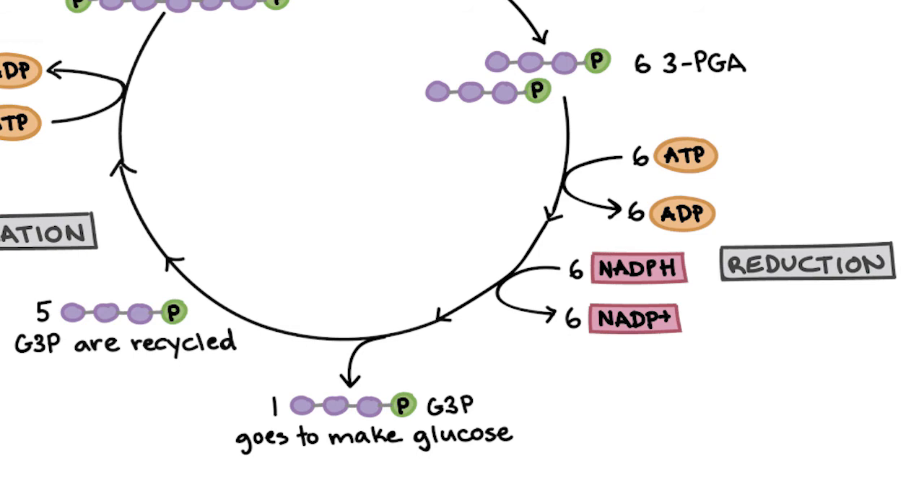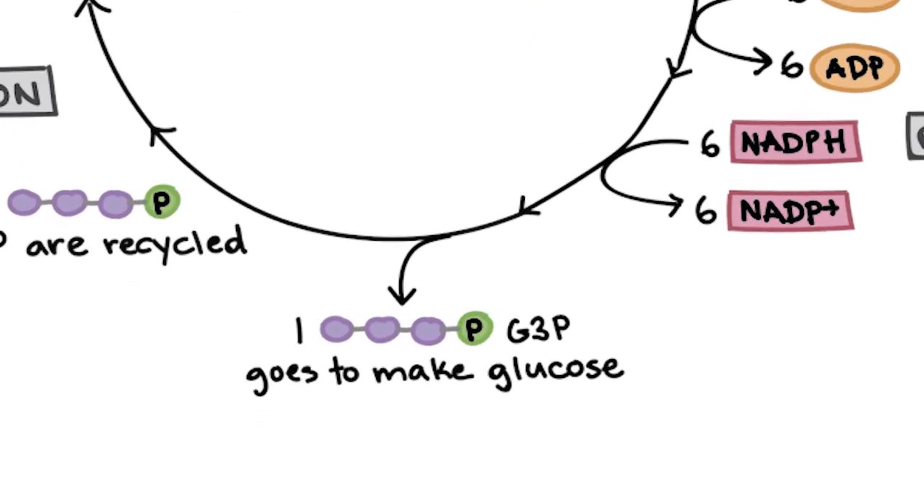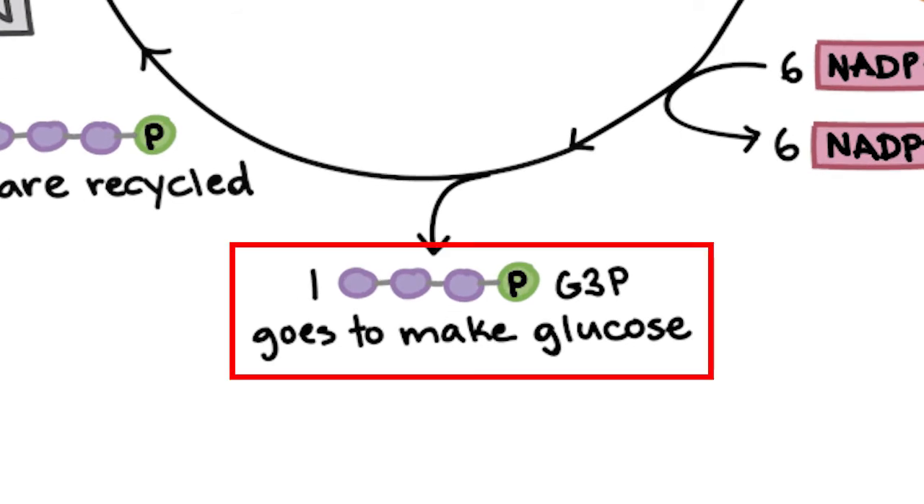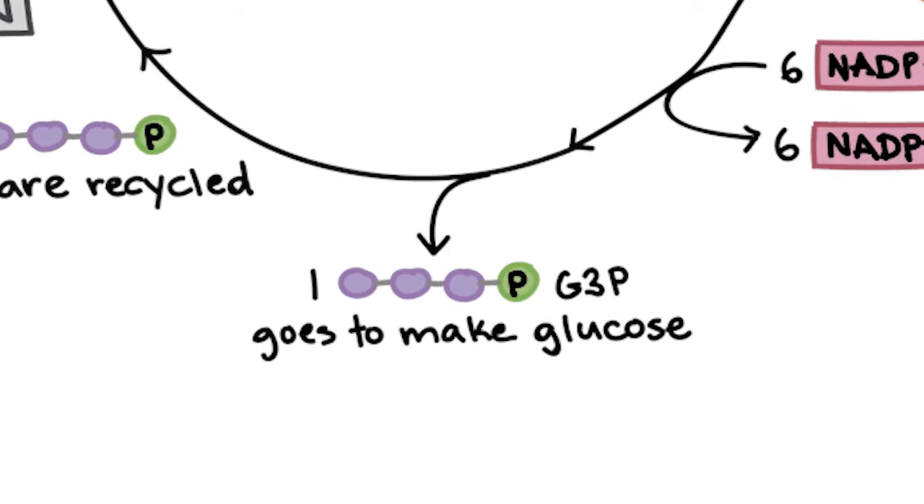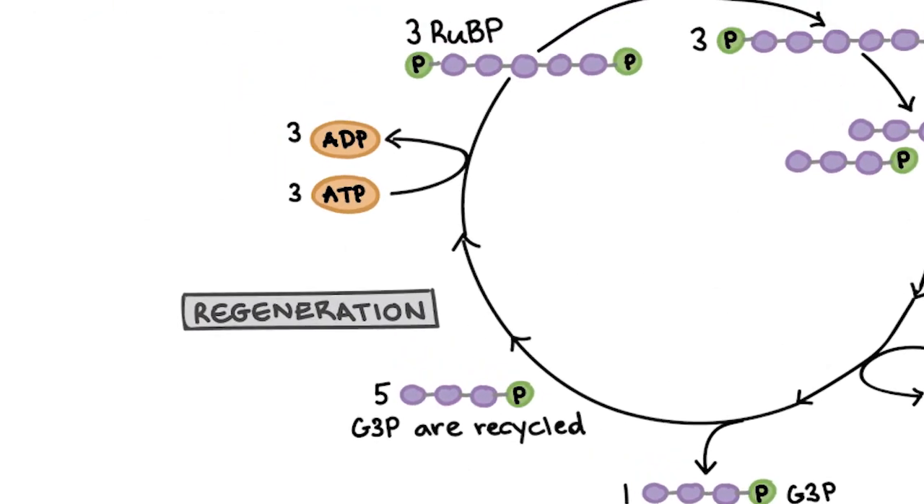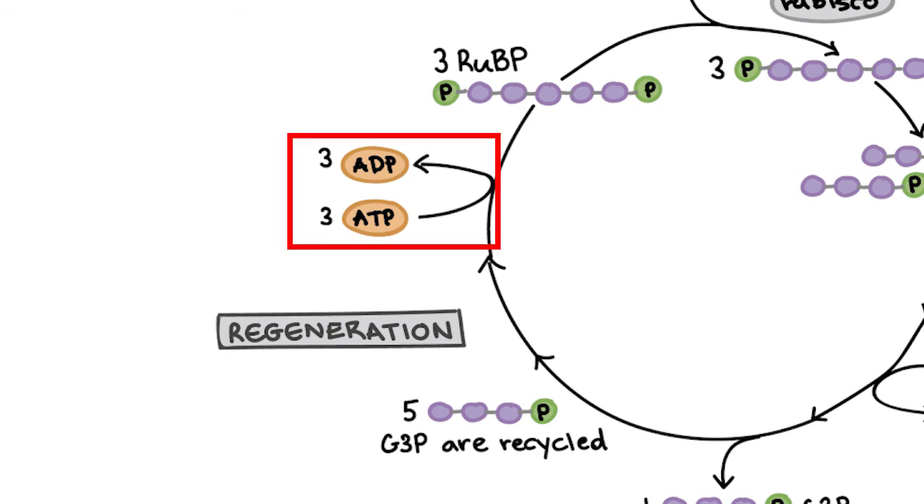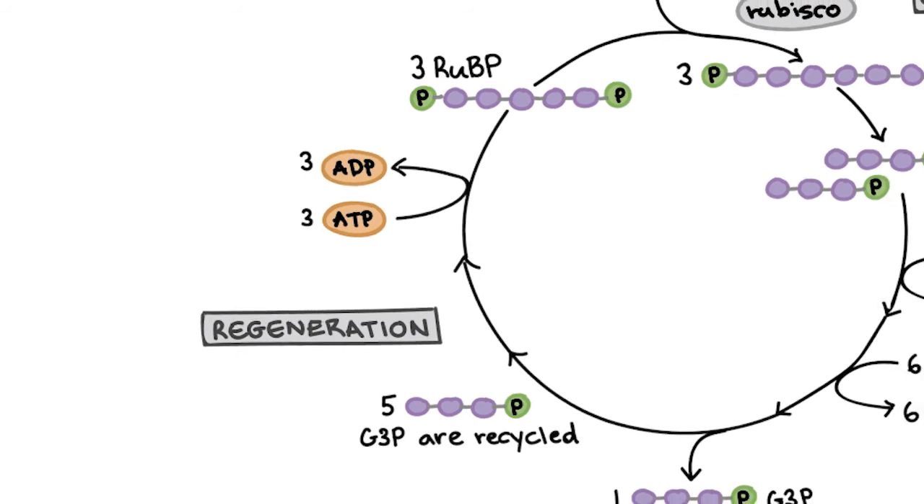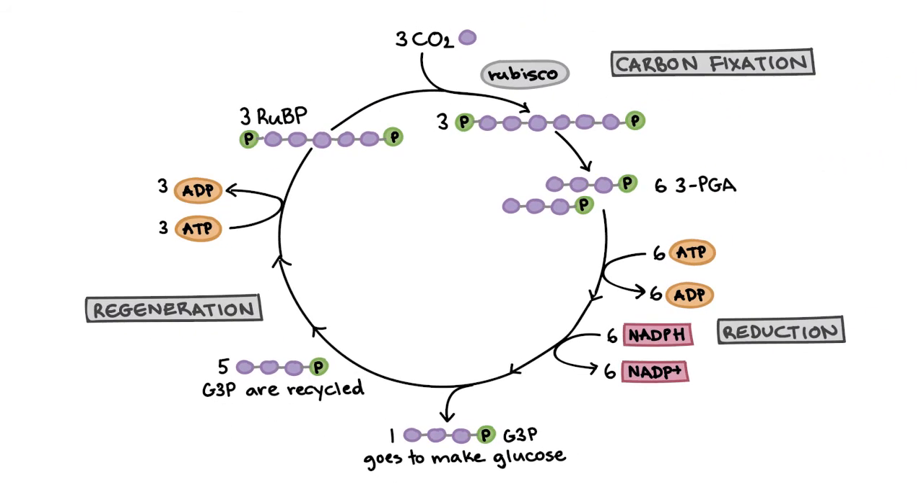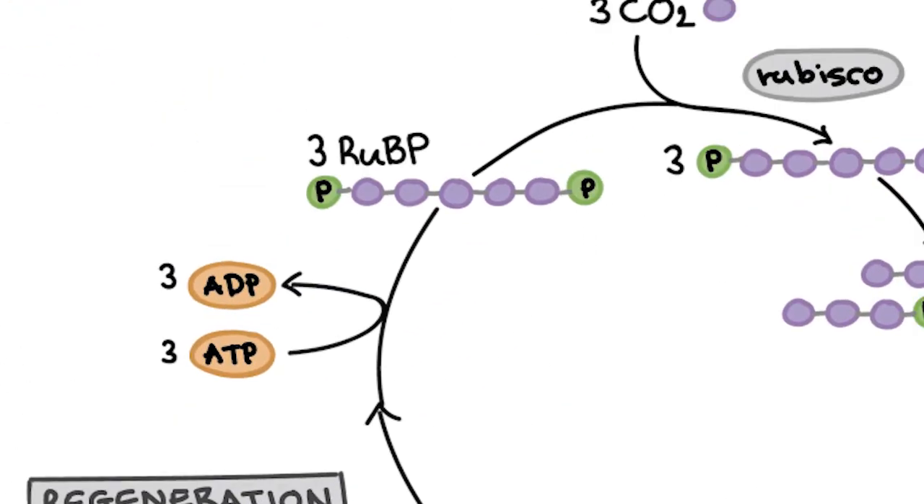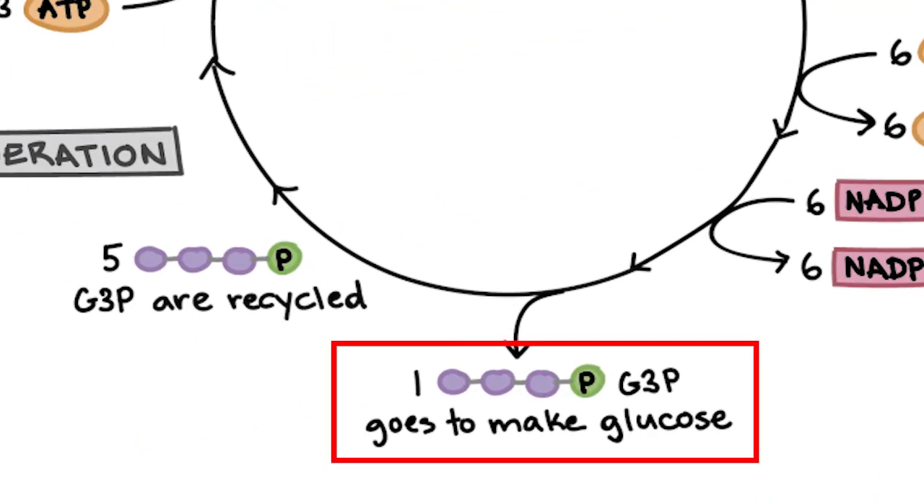In the last stage, which is regeneration, only one of the G3P molecules leaves the Calvin cycle to make glucose, while the remaining 5 are recycled to regenerate the RuBP acceptor. This stage requires 3 more molecules of ATP for it to take place. The G3P molecules have 3 carbon atoms, so we will need 3 carbon dioxide molecules to enter the cycle to provide 3 new atoms of fixed carbon. Thus, it takes 3 turns of the Calvin cycle to release 1 G3P.